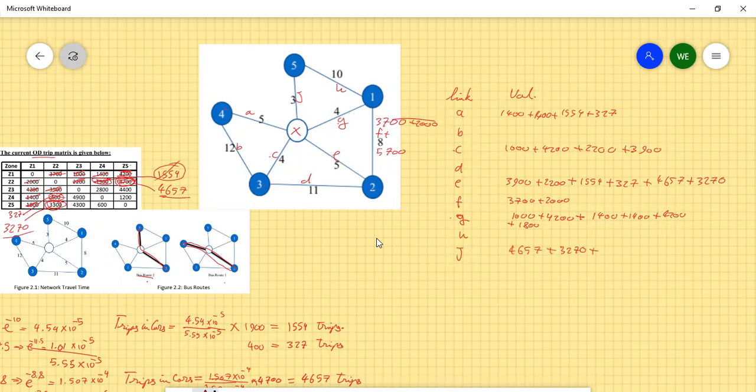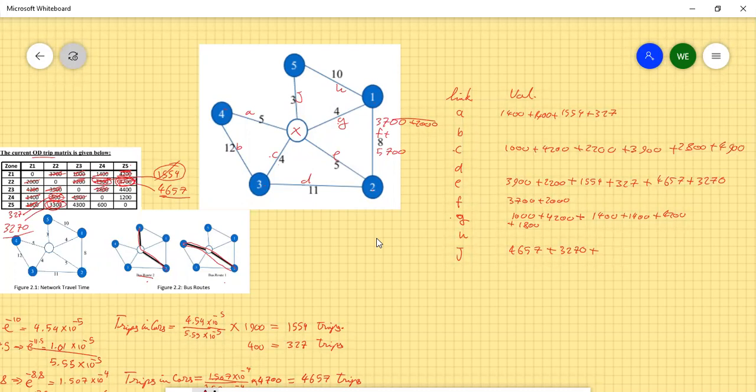These values are done. We have only 2,800 and 400. This is between zone 3 and zone 4. 3 to 4 is going to take this route, the CA, because here it's 12, here it's 4 plus 5, it's 9. So it's going to be on link C, add this volume 2,800. So that's the 2,800 slashed, and zone 4 to zone 3, 4,900 plus 4,900.